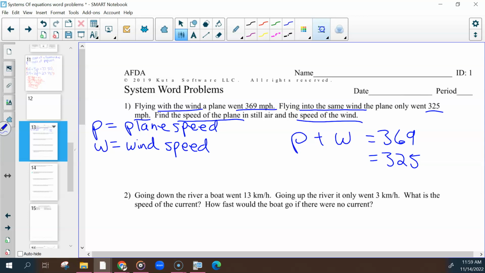Flying into the same wind, how would we write that? P minus W. And if you're not sure which one you're subtracting, ask yourself, is the plane helping the wind or is the wind helping the plane? The wind is helping the plane, so that means we're subtracting the wind speed, not the plane speed.